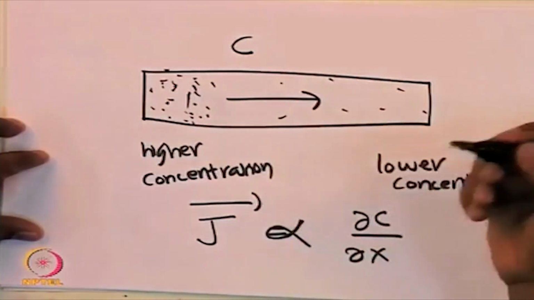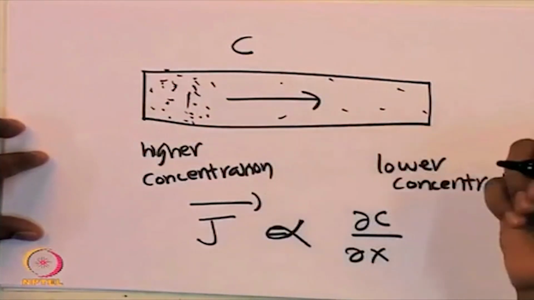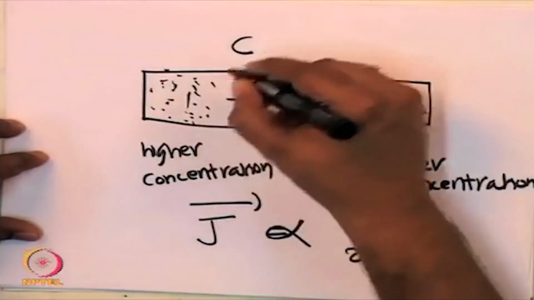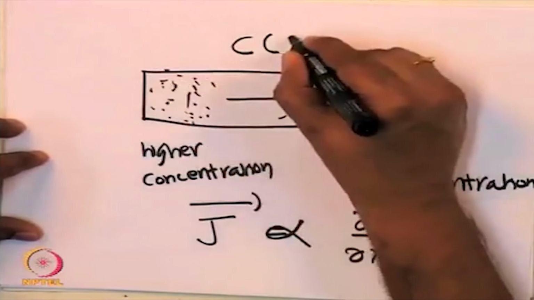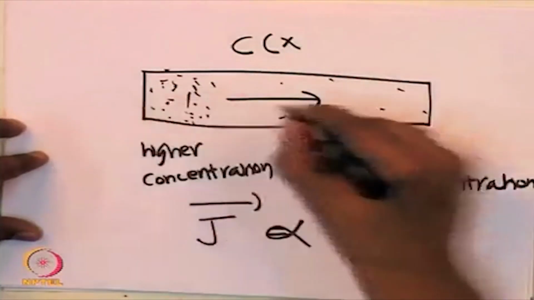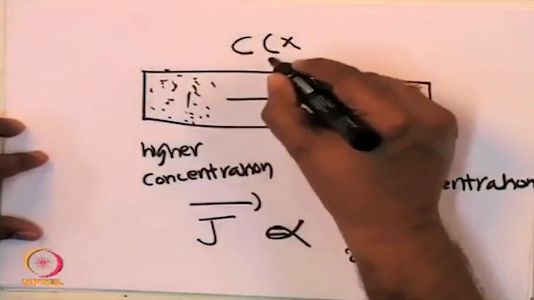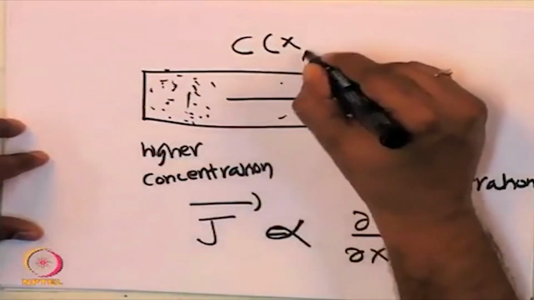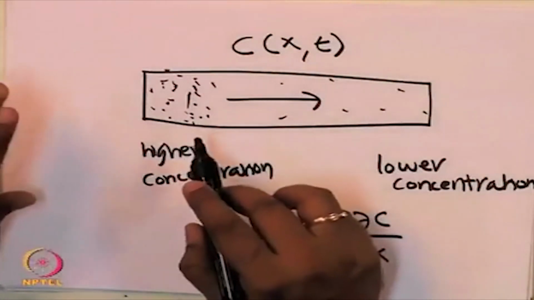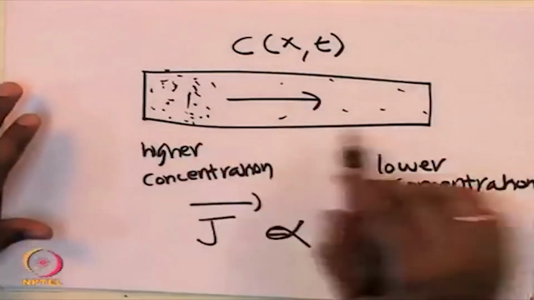This dot could be a protein, an ink molecule, or anything that you take, and this is a concentration, and this concentration varies in space. That is, as we go along the x axis, this concentration is a function of x, and it could also be a function of time, because if you just wait, the concentration could change.